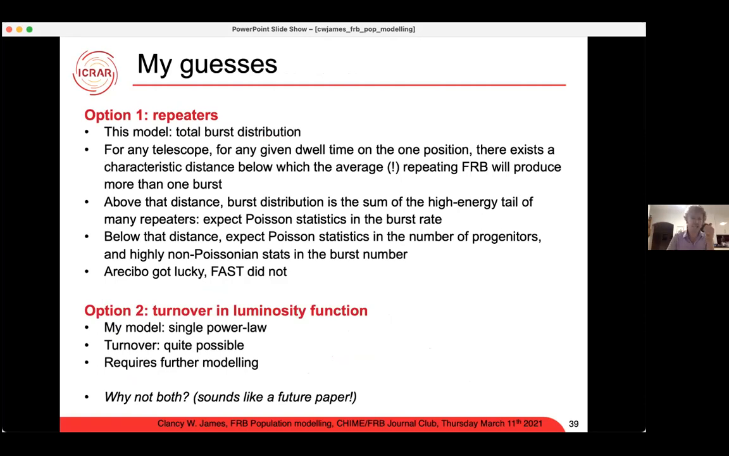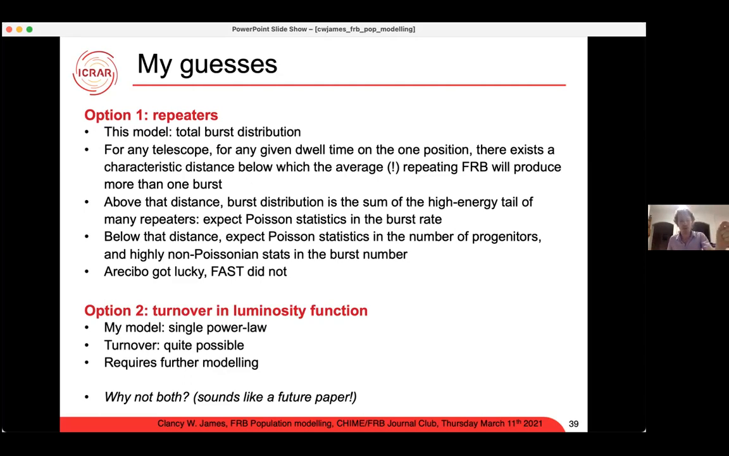Option 1, it's due to repeaters. So sorry for all the text, but let's go through it. What I'm modeling is the total burst distribution, right? For any given telescope, for any given dwell time on one position, you look with any telescope in any direction for some amount of time, there's going to be a characteristic distance below which the average repeating FRB, whatever the heck that is, will produce more than one burst, right? So you take some average repeating FRB, you shift its distance, and for any given dwell time in any given direction, there'll be some distance below which you expect more than one burst, right?